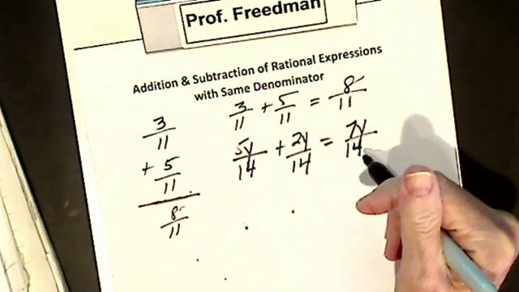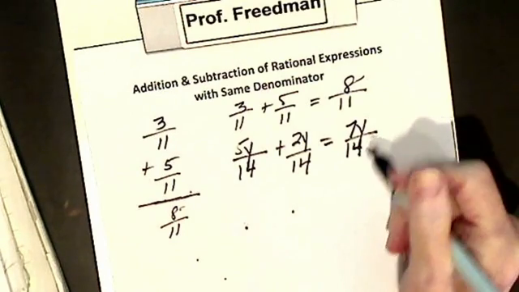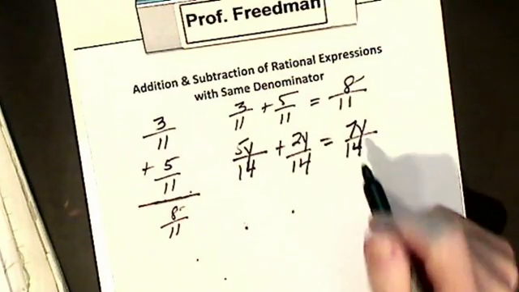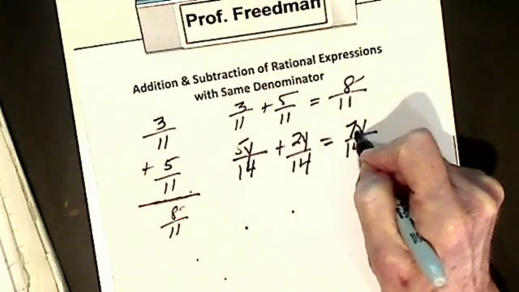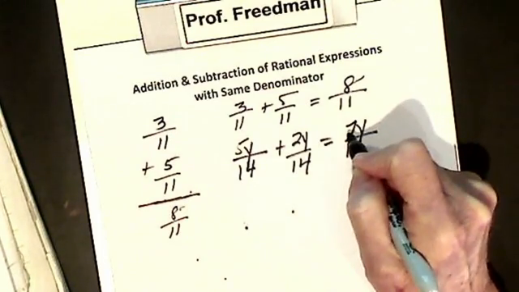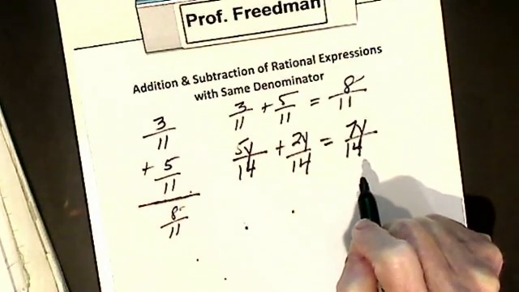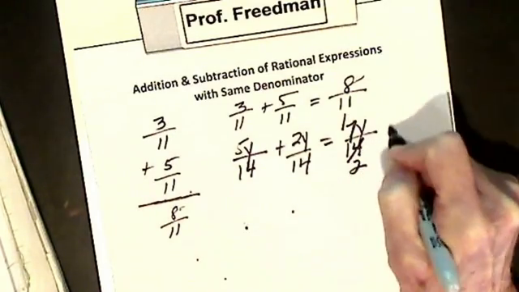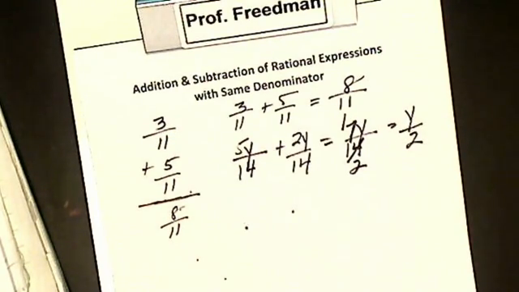I always look at my answer to see if I can simplify in any way. And remember, I can cancel in division factors, not terms. Factors are things that are multiplied. So I see this is a times. 7 is a factor, y is a factor. So I'm allowed to cancel factors. 7 into 7, 1. 7 into 14, 2. So I get y divided by 2.